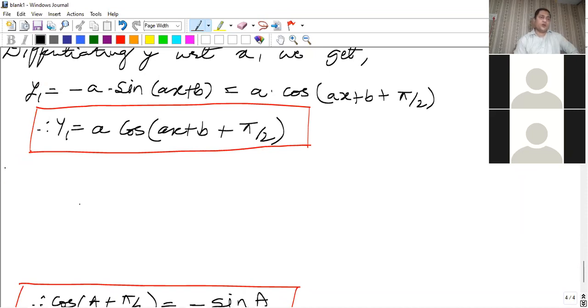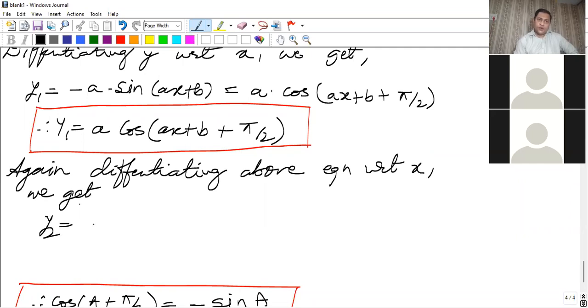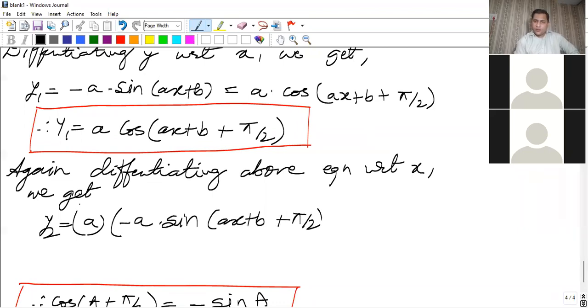Next, I'm going to differentiate this again with respect to x. So what will be y2? This a remains as it is, and now the derivative of this cosine is going to be minus a sine of ax plus b plus pi by 2.